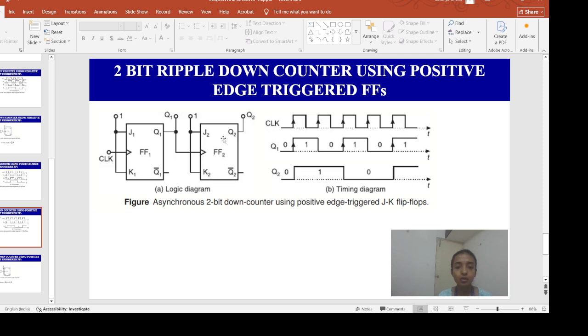And the counting sequence, since it is a down counter, is 00, 11, 10, 01, 00, like that.